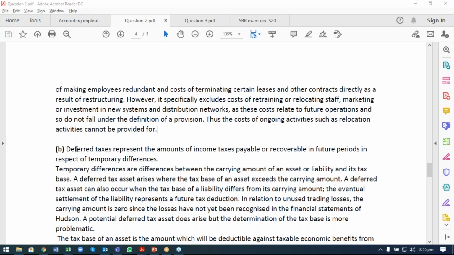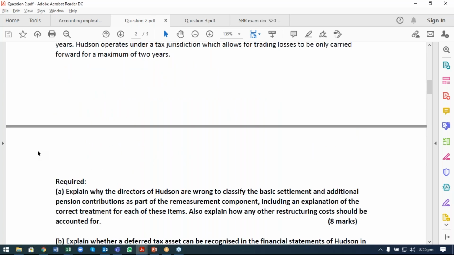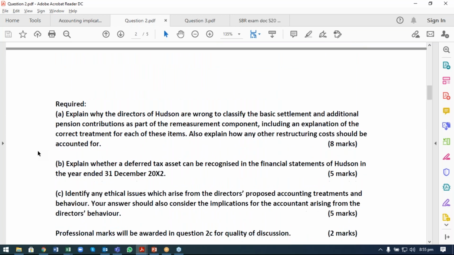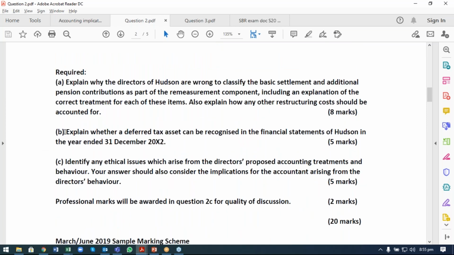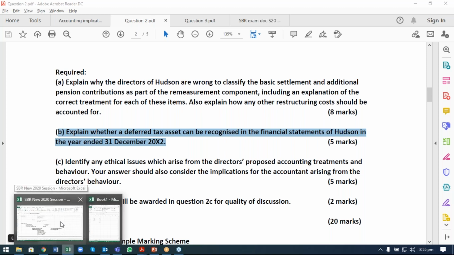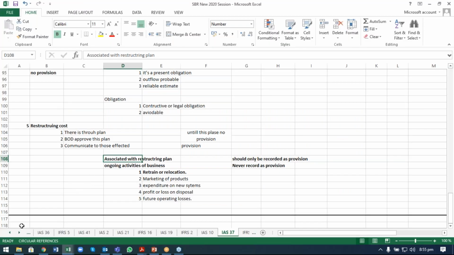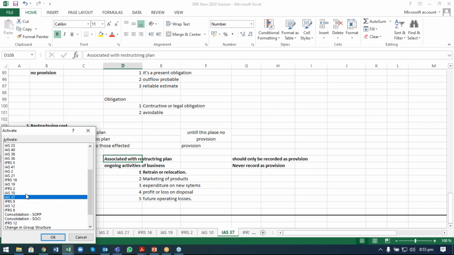Okay, if not, then I'm looking at deferred tax, section B of this question. So before moving to section D, deferred tax asset. So what is a deferred tax asset? First, we are going to explain whether a deferred tax asset can be recognized in the financial statements of the person in the year ended 31 December 2000 or not. So you can explain what deferred tax is, and then you can further explain the rest of the things. So it's IAS 12.